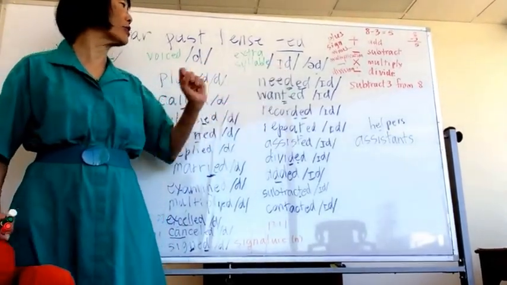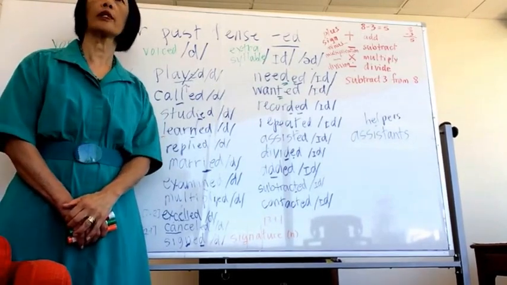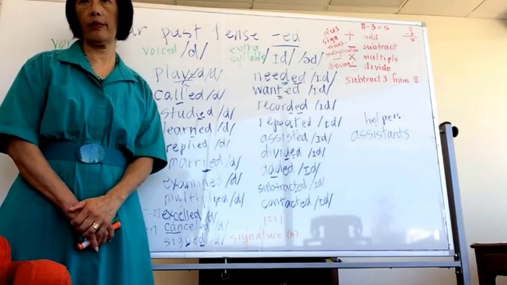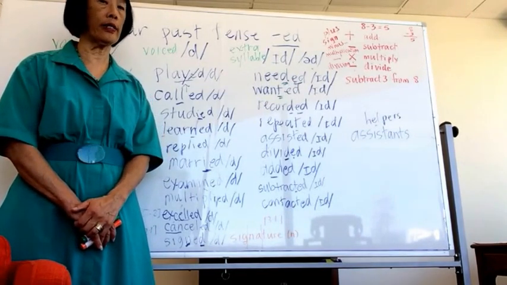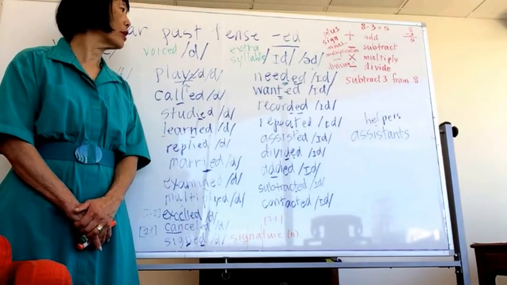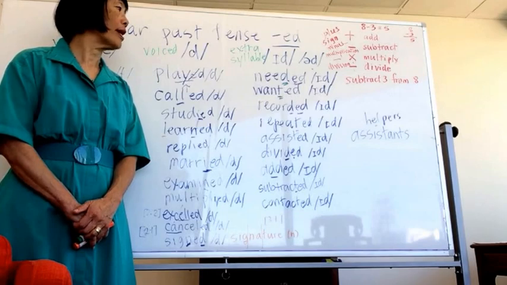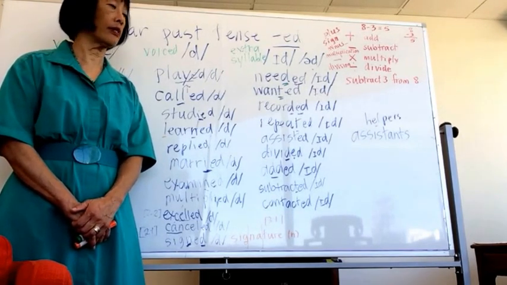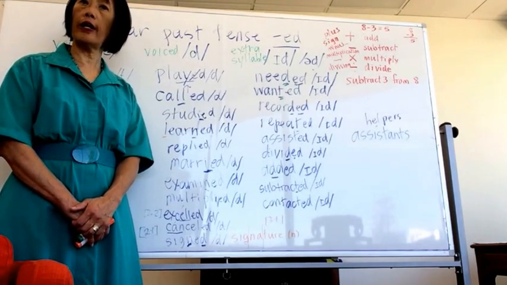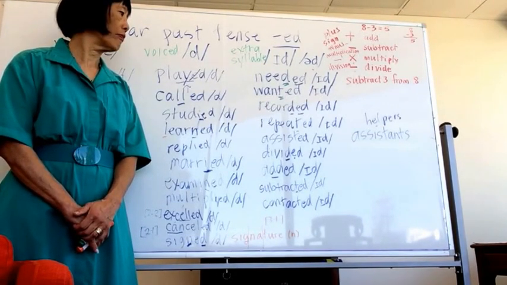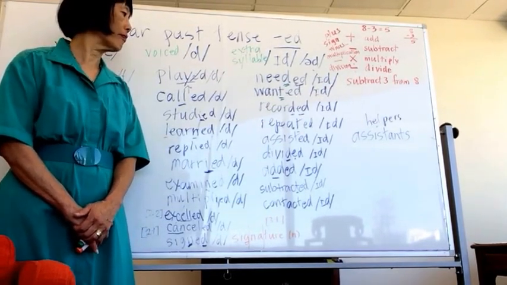So we need to have an extra syllable. Need, needed. Want, wanted. Record, recorded. Repeat, repeated. Assist, assisted. Divide, divided. Add, added.